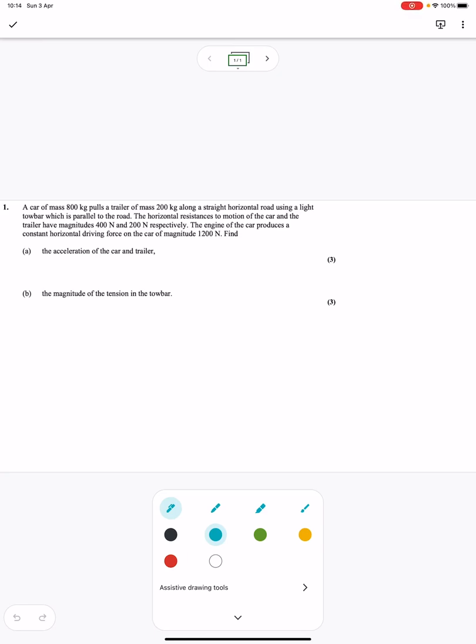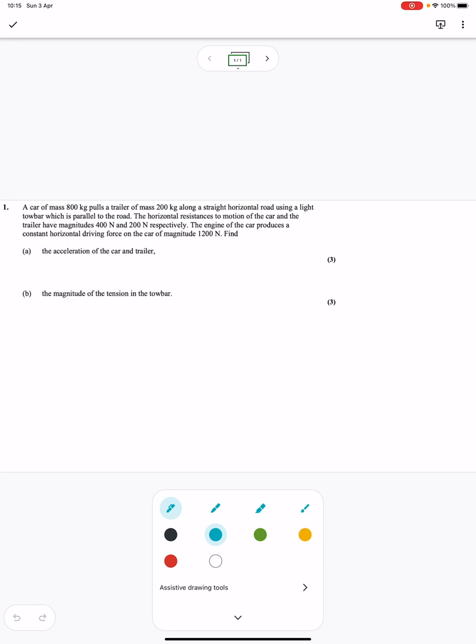All right. So a car of mass 800 kilograms pulls a trailer of mass 200 kilograms along a straight horizontal road using a light tow bar which is parallel to the road. Horizontal resistances to motion of the car and the trailer have magnitudes 400 newtons and 200 newtons respectively. The engine of the car produces a constant horizontal driving force of the car of magnitude 1200 newtons. That's a lot of information.